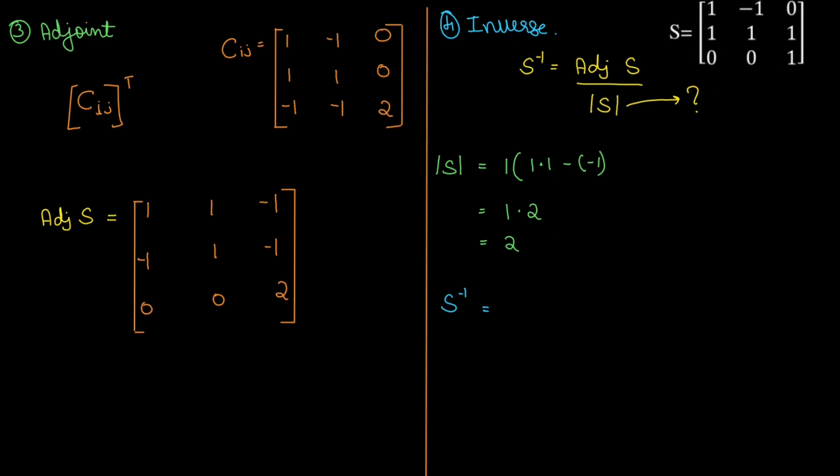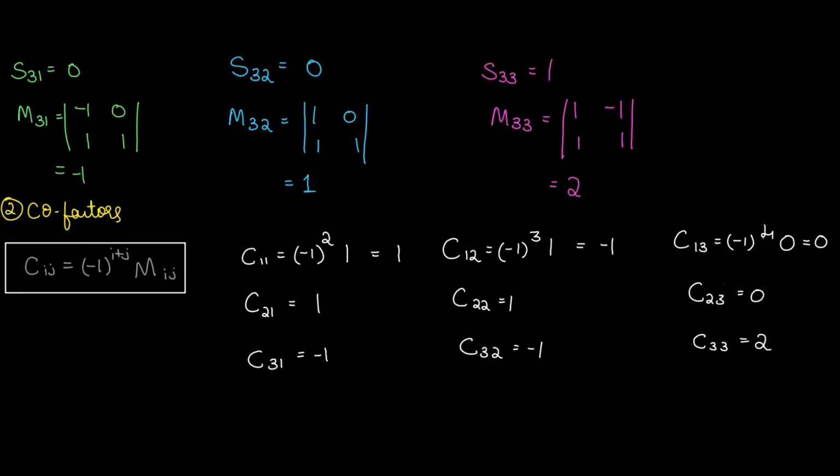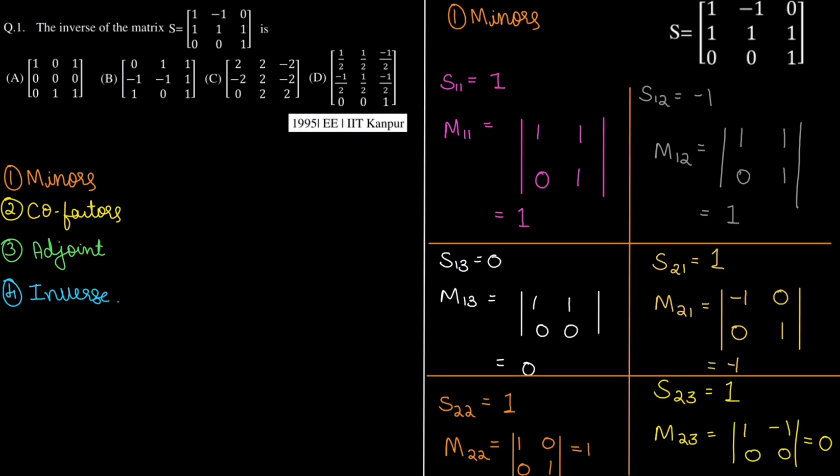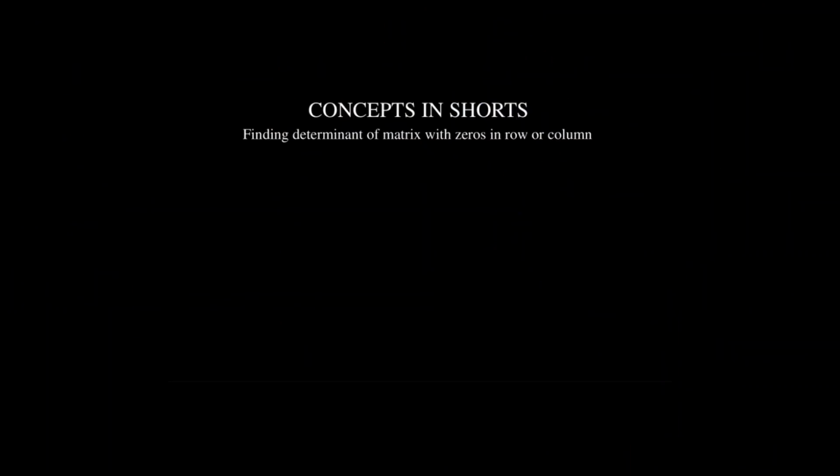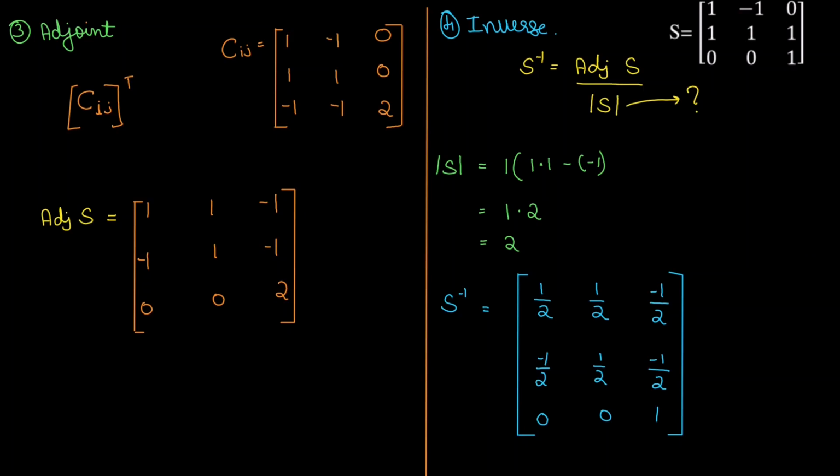So S inverse will be 1 by 2, 1 by 2, also 1 by 2 here, then again 1 by 2, 1 by 2, minus 1 by 2, 0, 0 and 1. Let us check our option. Our option should be D.